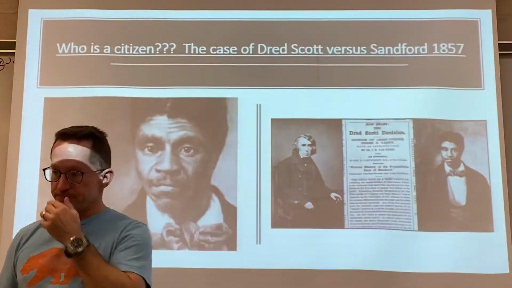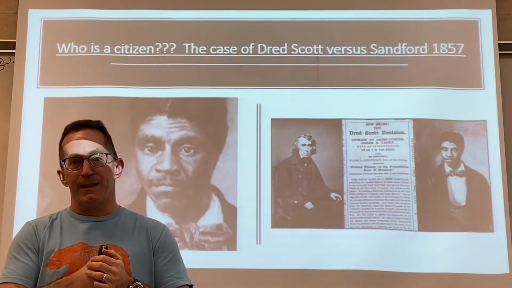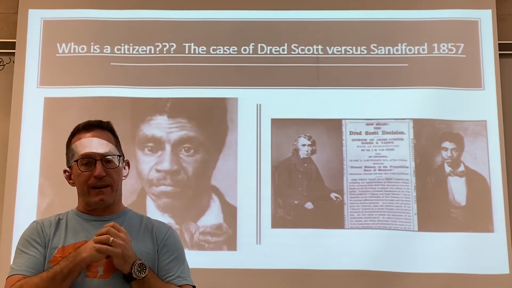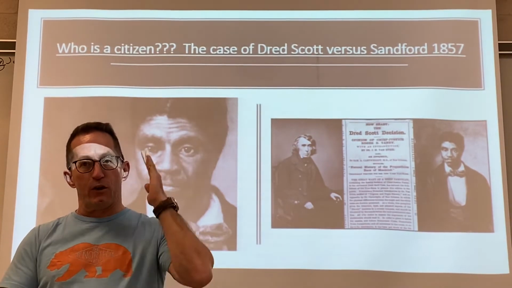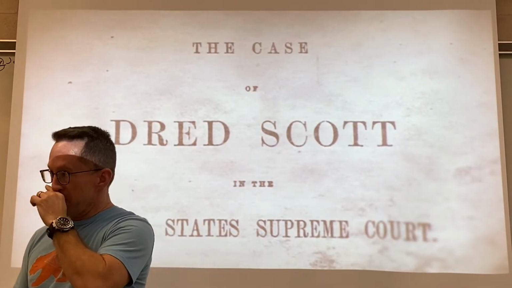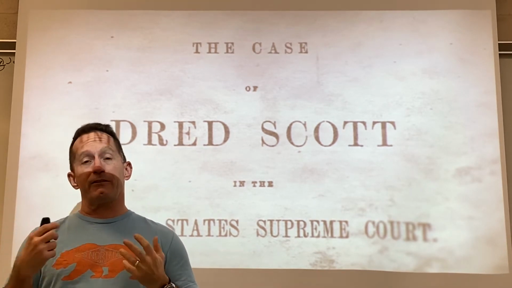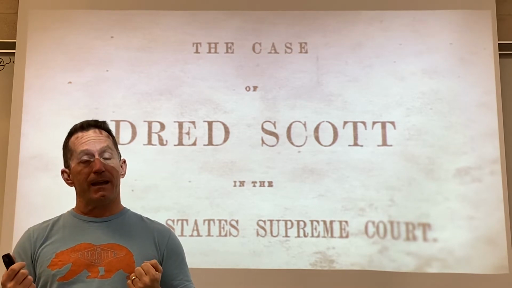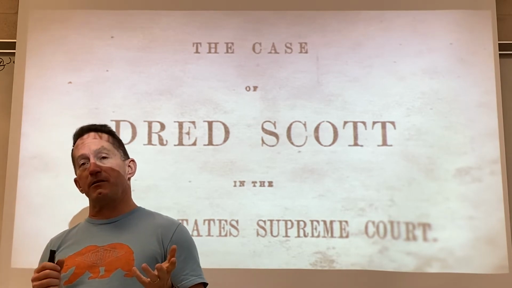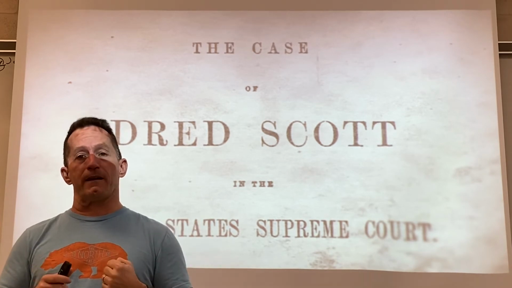All right. The first case we're going to look at is the case of Dred Scott versus Sandford. It happens in 1857, and the real question that the Supreme Court has to decide is, who is a citizen? So, it all revolves around this man named Dred Scott. Dred Scott was a slave, and he was owned by a military officer who was a doctor. Just like the military today, military back then, you didn't stay in one place, you traveled around the country.